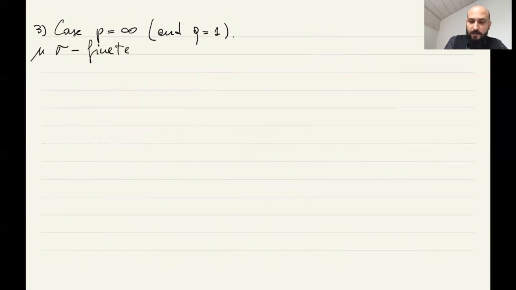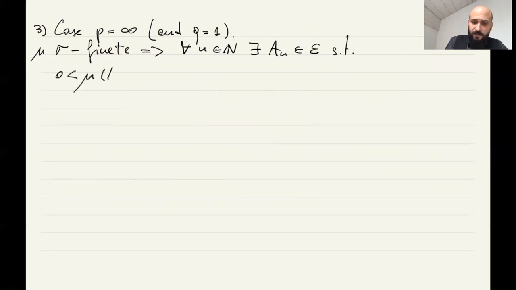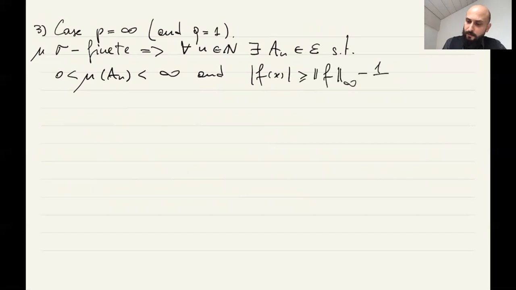So mu is sigma finite. This will imply that for any n natural number, there exists some measurable set A_n such that the measure of this set is non-zero and finite, and |f(x)| is greater than the essential sup minus 1 over n for all x in A_n.